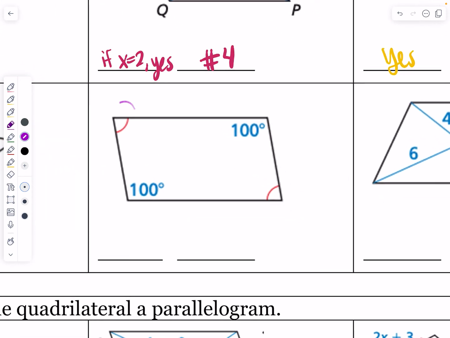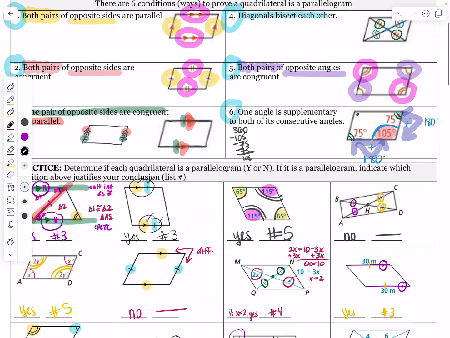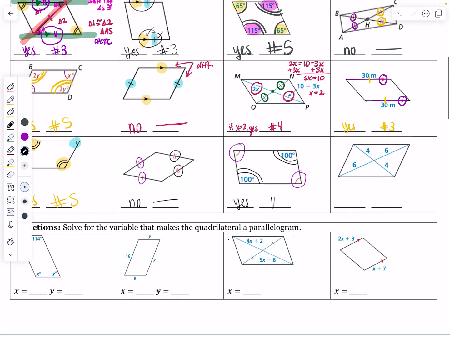All right, on this one, we've got this angle marked congruent to its opposite angle. We've said this is 100 and this is 100, so I'm actually able to add those congruence marks. And so this is a yes. Which condition is that? Opposite angles being congruent. That's going to be number 5.